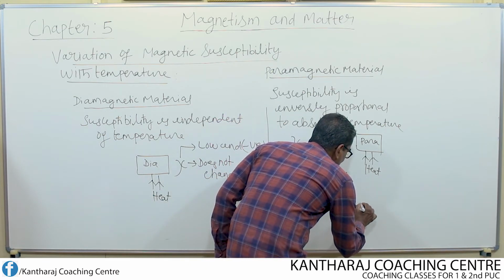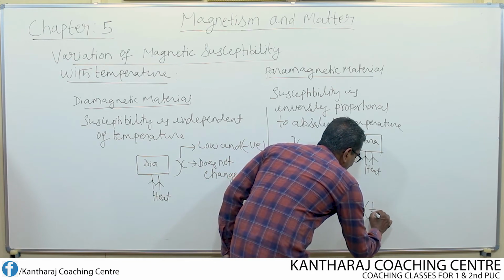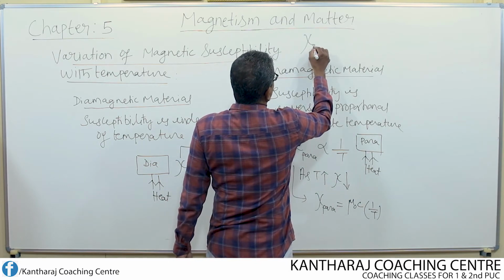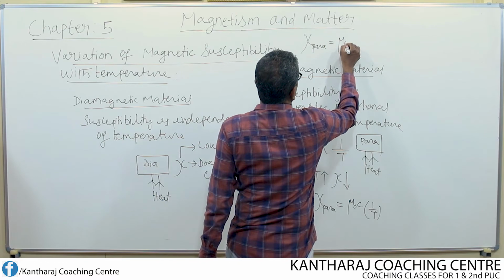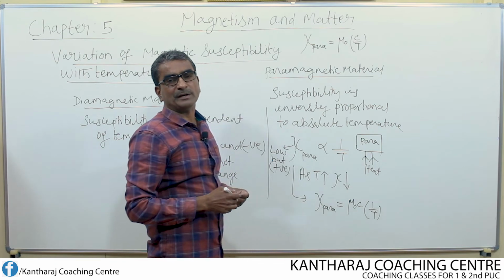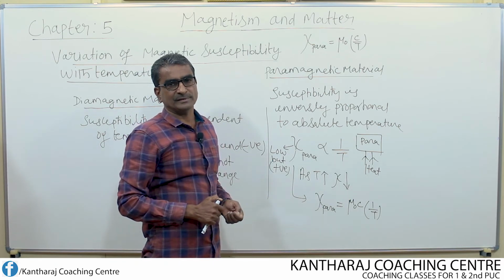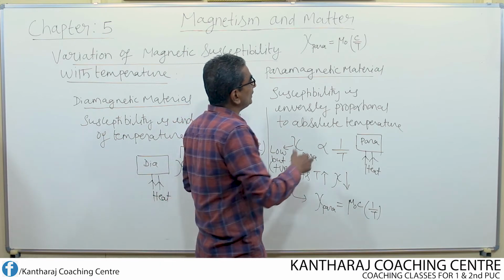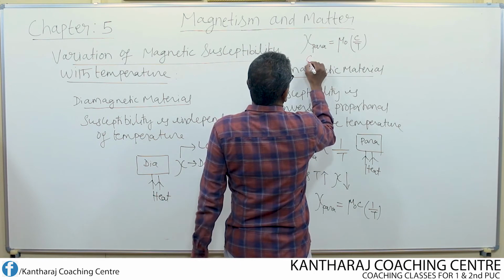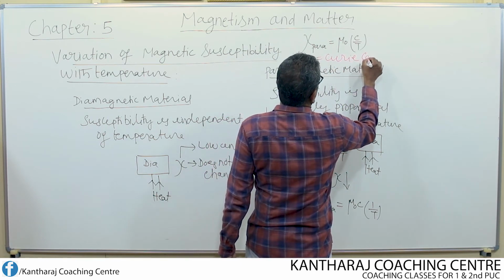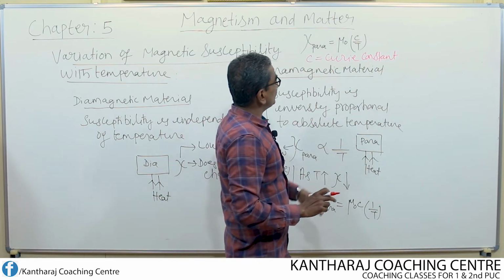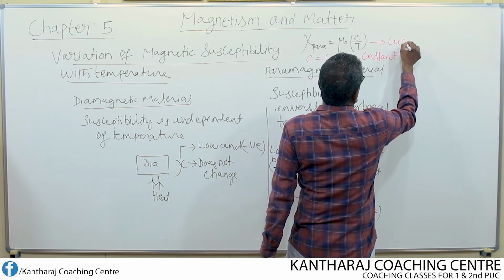I introduce the constant like mu naught into C, times 1 by T, and this can be written as, look here, susceptibility of paramagnetic, nothing but mu naught into C by T. What is mu naught? Absolute permeability of free space. Free space means air or vacuum. Then what is C called as? C is known as Curie constant.